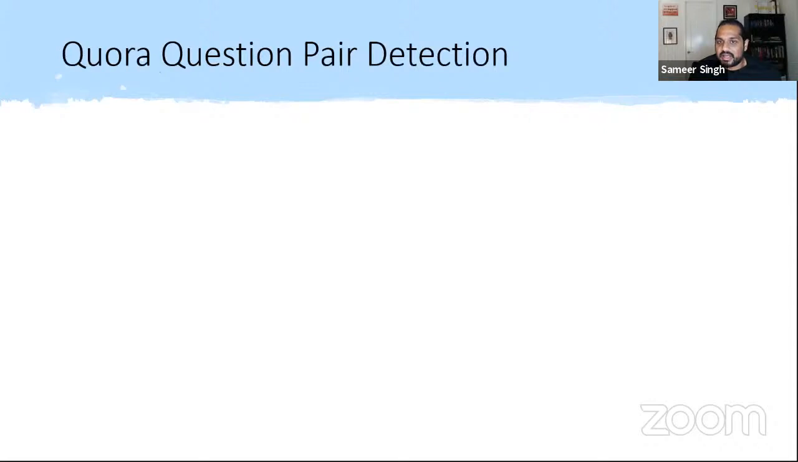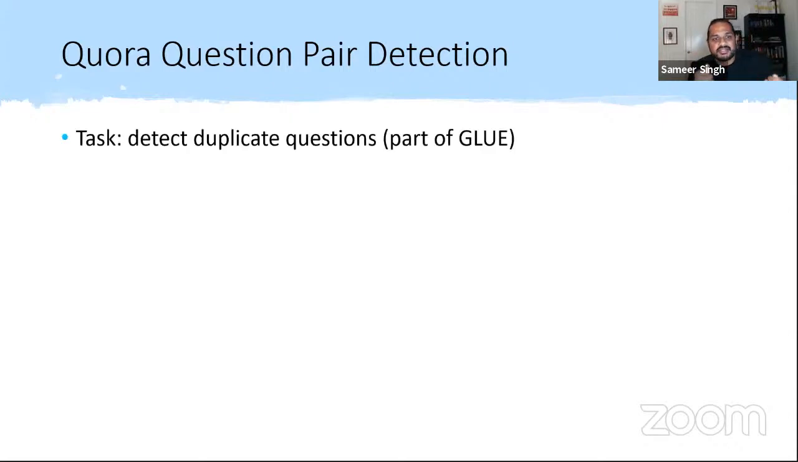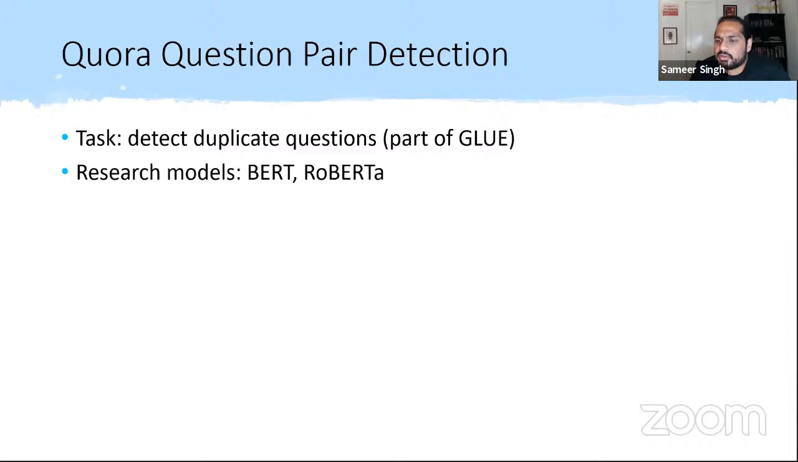So specifically, I'm going to be giving you examples of CheckList applied to a different task. And this task is Quora question pair detection, right? So given two questions, are they a duplicate or not? You can think of it as a binary classification problem. And it's also part of GLUE.